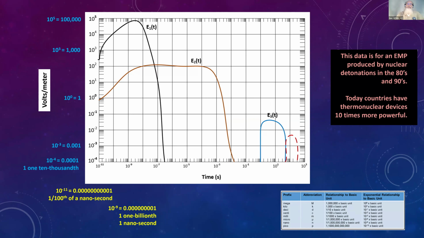Now, here's something that you need to keep in mind with every slide from here on out. The data that I'm showing is for EMPs that were produced during the 80s and 90s, okay? Today, countries have thermonuclear devices 10 times more powerful. As a matter of fact, there are thermonuclear devices that are designed to give very little destructive power when exploding. It is designed to produce the best and most significant EMP wave out there. So what I'm describing to everybody is kind of old news.